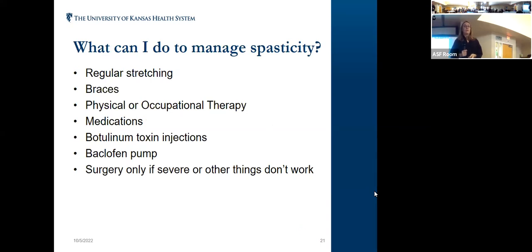So what can I do to manage spasticity? I know Dr. Herman comes sometimes and gives talks about spasticity, so that's a whole thing. But a real broad overview: regular stretching. You can't really get away from stretching. Everything I recommend involves stretching. Sorry, you're going to have to do it.